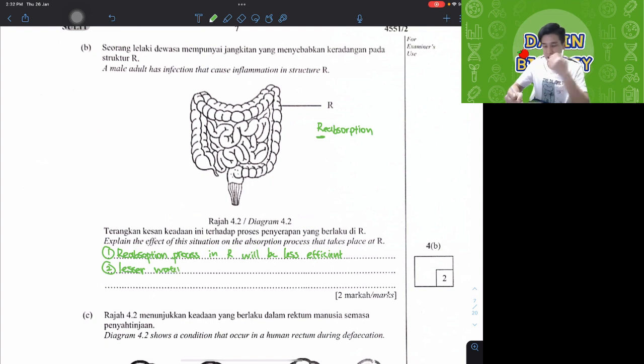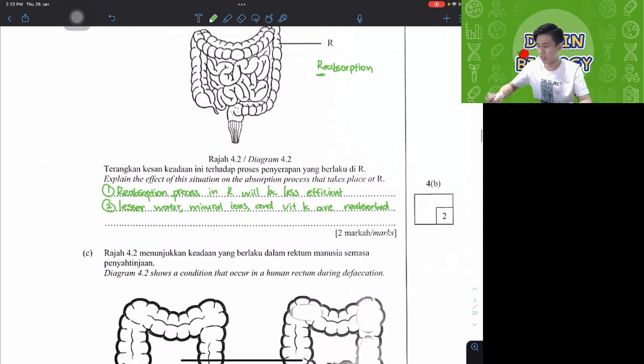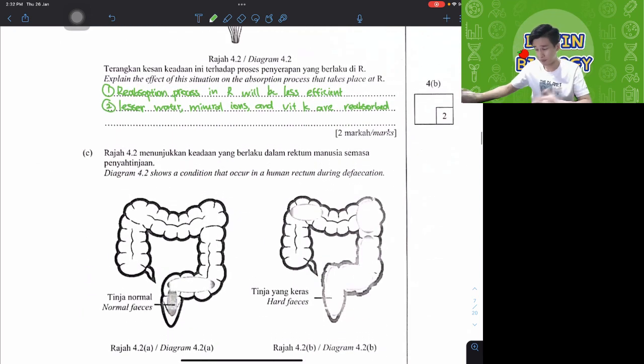So what does large intestine reabsorb? Mainly is water, mineral ions, and vitamin K lah. These are the three things mainly reabsorbed by large intestine. Reabsorbed. Yeah, there's nothing much. You just say like what cannot be reabsorbed only.